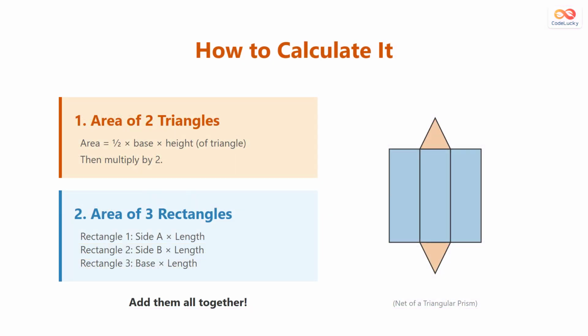To calculate the surface area of a triangular prism, we break it down. First, find the area of the 2 triangles using the formula 1/2 base times height and multiply by 2. Then, find the area of the 3 rectangular sides. Finally, add all these areas together to get the total.